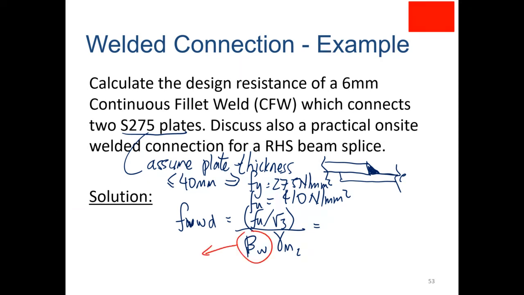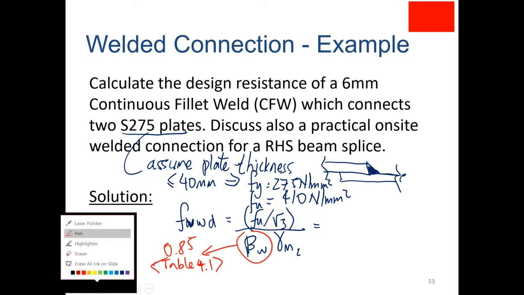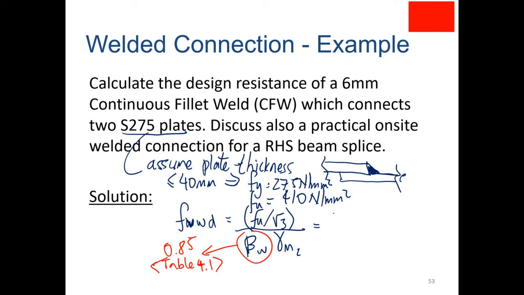So beta W, we normally take that as being 0.85. You get that in table 4.1 in the code. So if you look up the code, you get that in table 4.1. Okay, so we have 410 divided by square root of 3 all over 0.85 times the material factor of safety 1.25, and that gives us 223 newtons per millimeter squared.